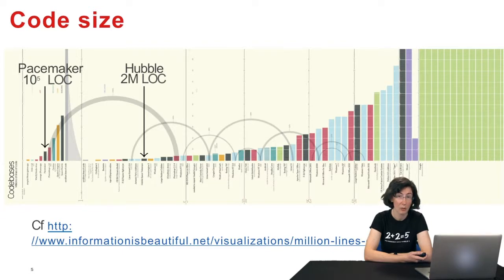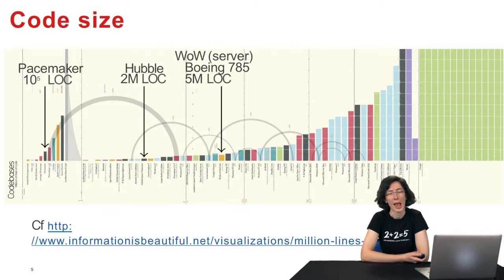Inside the Hubble Space Telescope, there are 2 million code lines, so that's quite a lot. Another bigger example would be 5 million code lines. That's for the World of Warcraft servers, or the onboard code of a Boeing 787. Even bigger, Facebook represents approximately 60 million code lines. So you can imagine it's very complicated to be sure there are no errors in 60 million code lines. And that's why sometimes your programs don't give good results or crash.